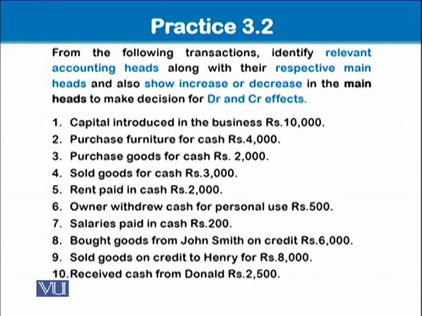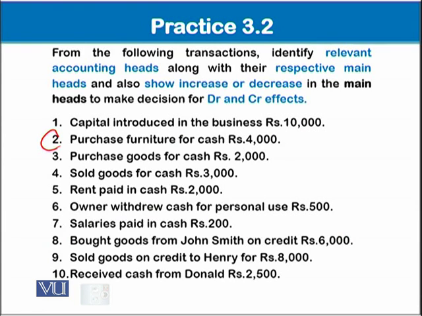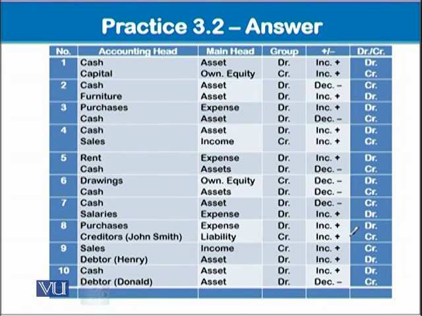Well, so the second transaction. The second transaction is purchased furniture for cash, rupees 4,000. Two accounting heads. One is cash, yes, you are right. And the second one is furniture. And both are assets. Let's see. In this second transaction, cash and furniture, both are asset having debit group.